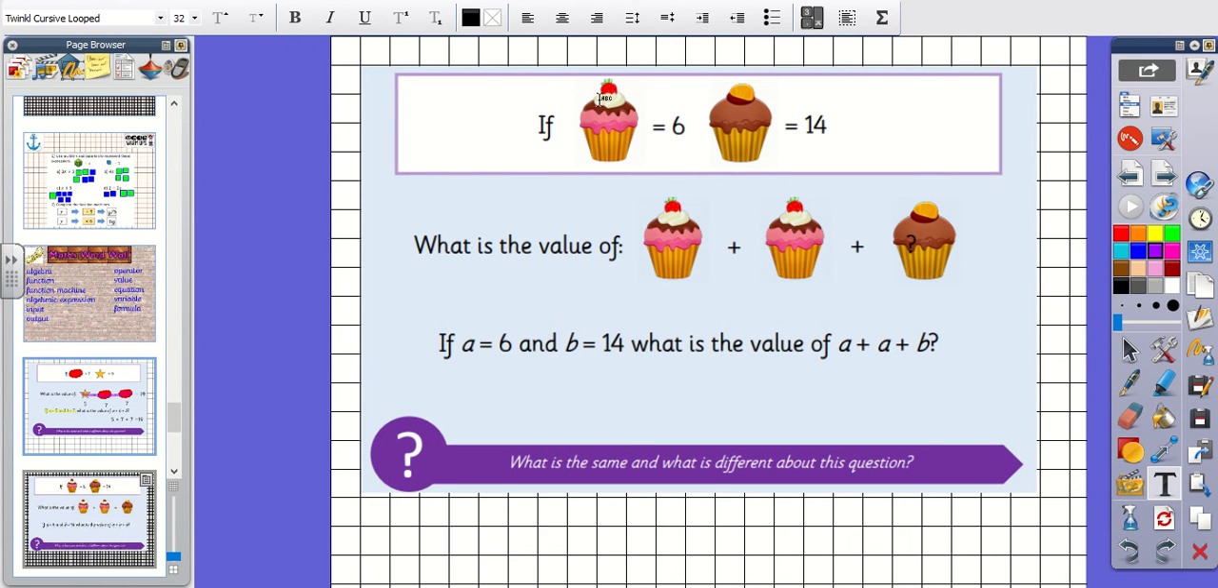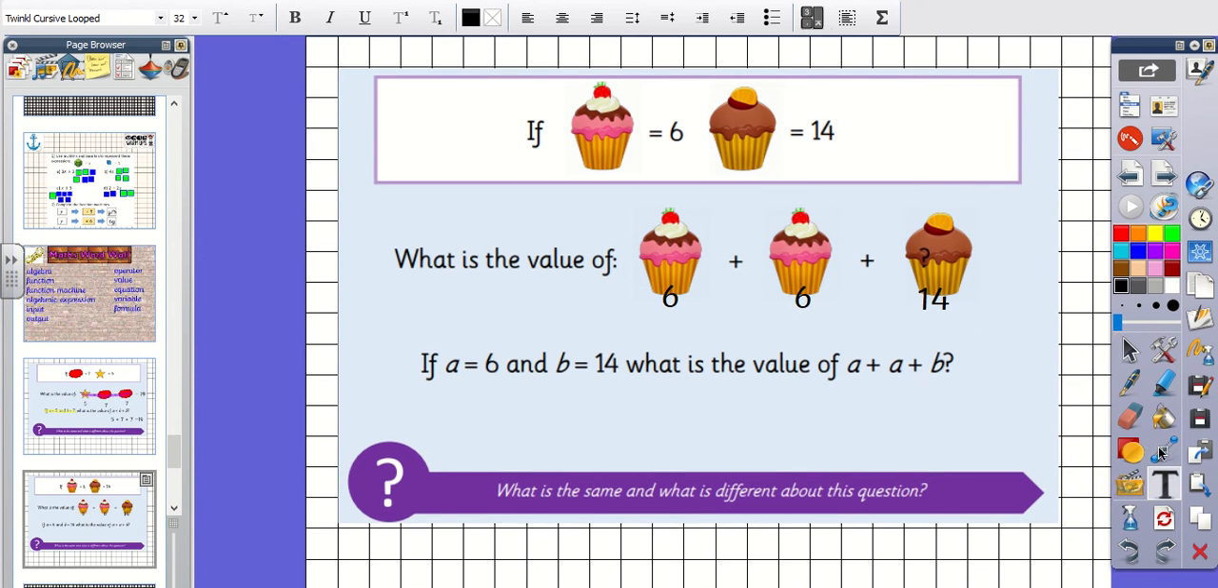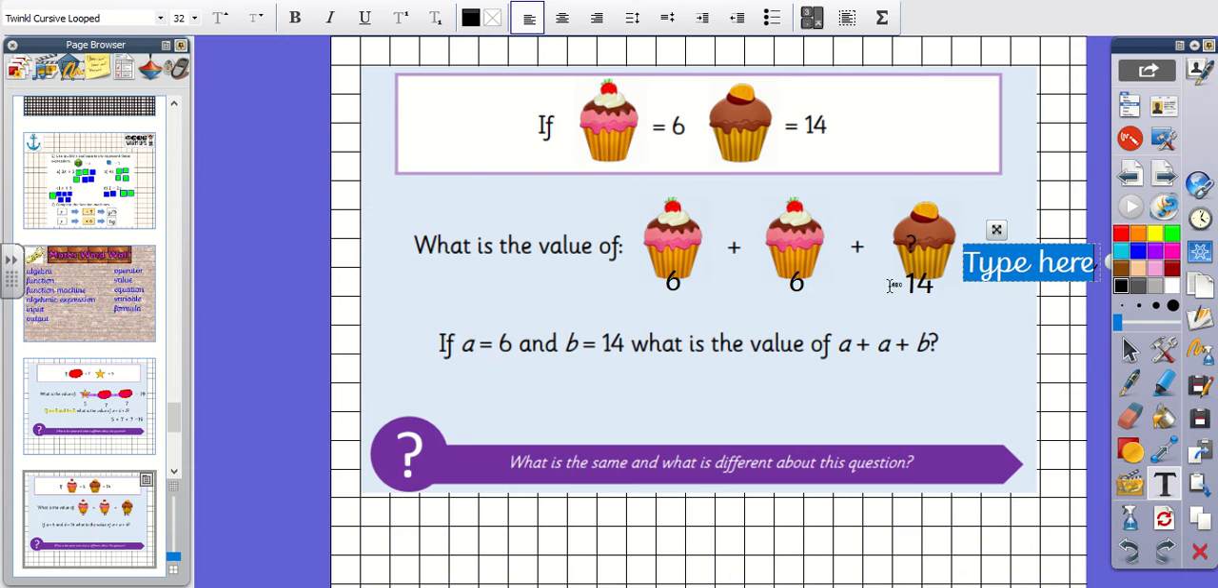This time, if a strawberry cake equals 6 and a chocolate cake equals 14, what is the value of the strawberry cake plus the strawberry cake plus a chocolate cake? We know that that is 6, that is also 6, and that is 14. So what would be the value of all of those added together? 6 add 6 is 12. Add that on to 14 would give me 26. Okay, just put an equal sign in there.